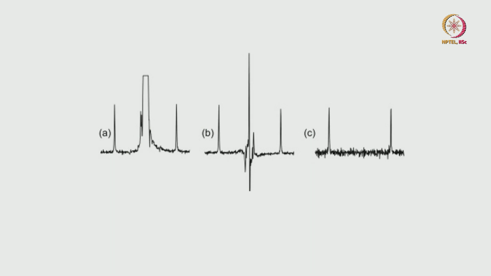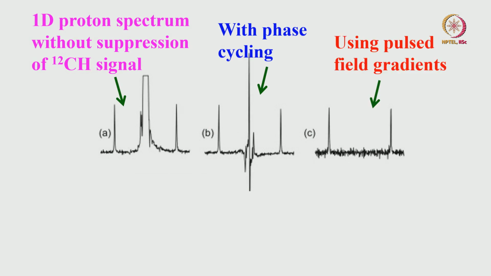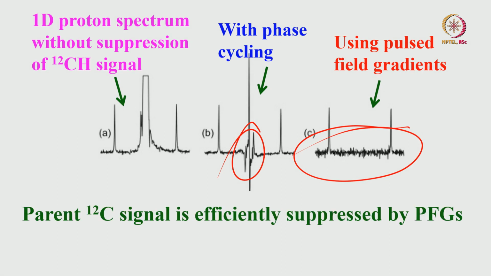This is what happens. Look at this. This is the first experiment without suppression, this is with phase cycling, and this is with gradient. See the advantage? In the phase cycling, there is some disturbance here. Not completely suppressed, there is an artifact. But in the gradient, the C12 attached proton signal is completely suppressed. This is an advantage. So the parent signal coming from carbon 12 is suppressed efficiently by pulse field gradients. So this is the experiment, and then HSQC is recorded.